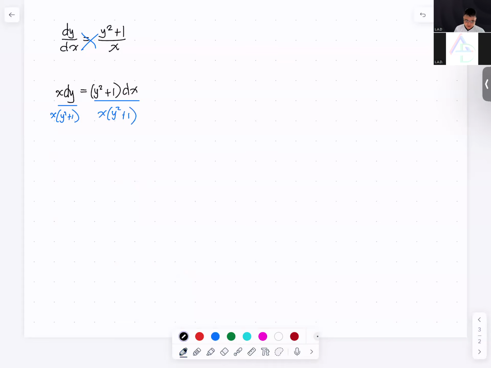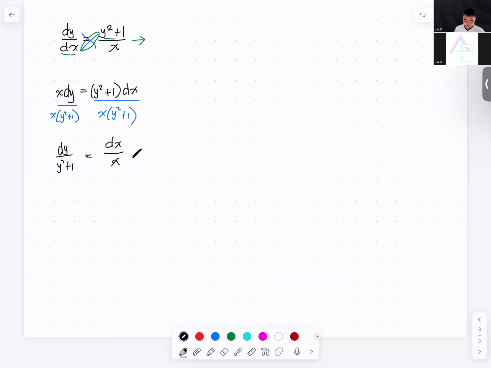This results to dy over y squared plus 1 equal to dx over x. Or if you want, from the equation itself, you just have to swap these two terms. You just have to swap y squared plus 1 and dx. Swap places, right? Then you can actually separate them.